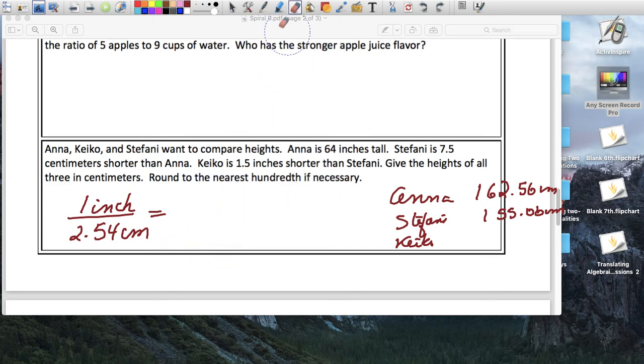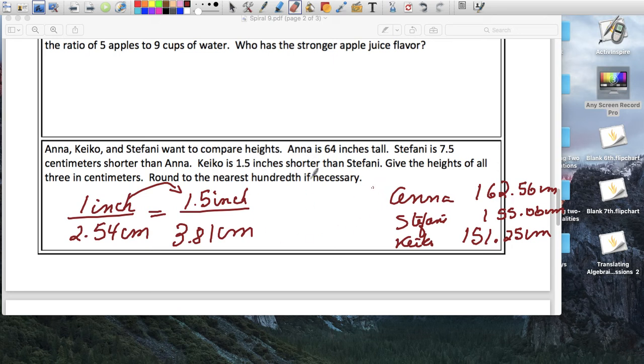Finally, Keiko is 1.5 inches shorter, but let me erase this. Let's find out what 1.5 inches is in centimeters. So 1 inch is 2.54 centimeters. How many centimeters is that? We're going to find out. Relationship times 1.5. So I'm going to multiply 2.54 times 1.5, and that's 3.81 centimeters. So go back here. I know what Stephanie is. She's 155.06, and I'm going to subtract 3.81. That's going to give us a height of 151.25 centimeters. Okay, so the trick here was change everything to centimeters and do it step by step.